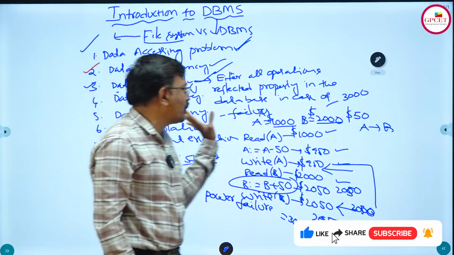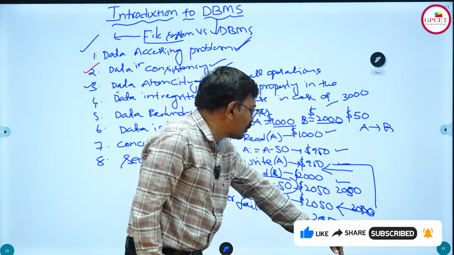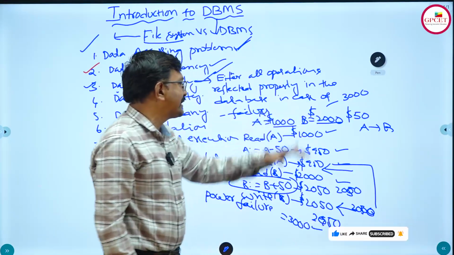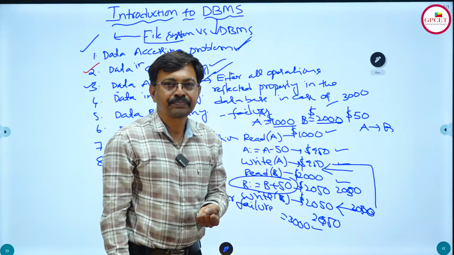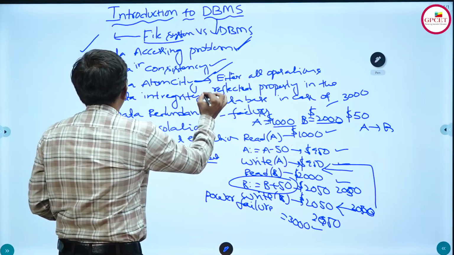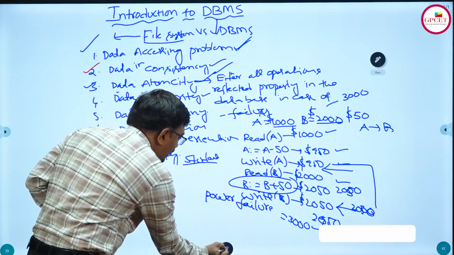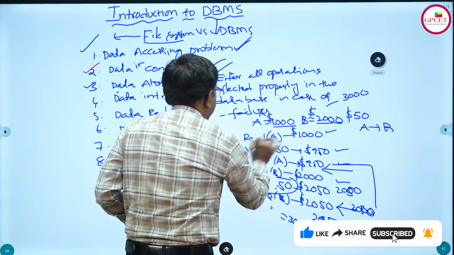What is the inconsistency? Observe here. That is 2000 plus 950, 2950. Before execution it was 3000. After execution, it is 2950. It is an inconsistency. Clear? And the fourth one is data integrity. What is meant by data integrity? We will see one by one.